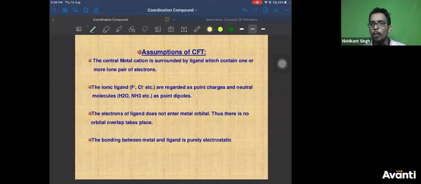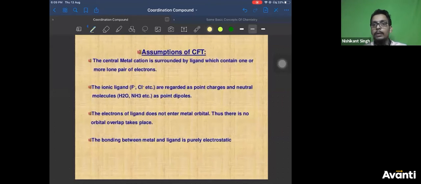Now, can anybody tell me what was happening in VBT? It is very good to compare these two theories. What was happening in VBT? Can anybody tell me here? How does bonding take place in VBT? According to VBT, how does bonding take place? You can summarize it in one line.